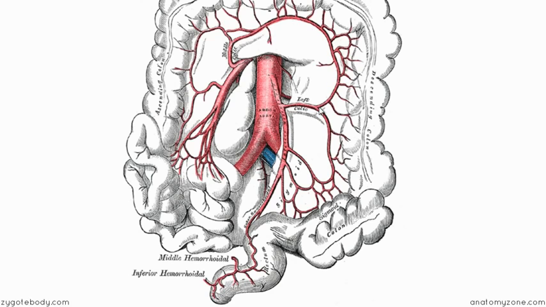The descending branch goes inferiorly and supplies the lower part of the descending colon, and it anastomoses with the sigmoid arteries. So the sigmoid arteries, there's quite a few of these which come off below the left colic artery, and these supply the sigmoid colon obviously, and the distal part of the descending colon.